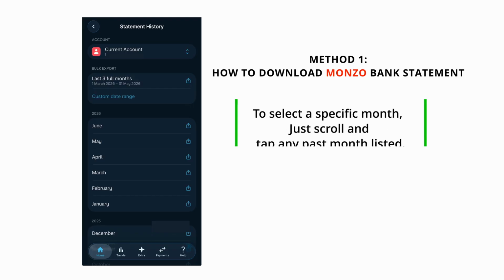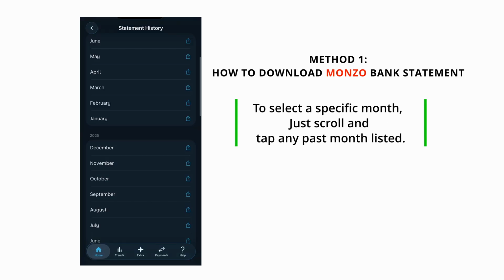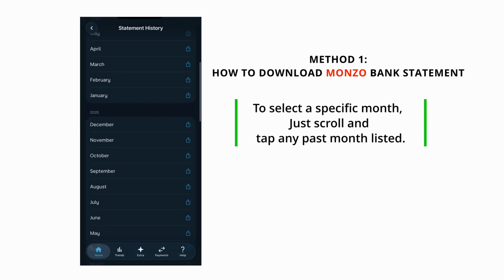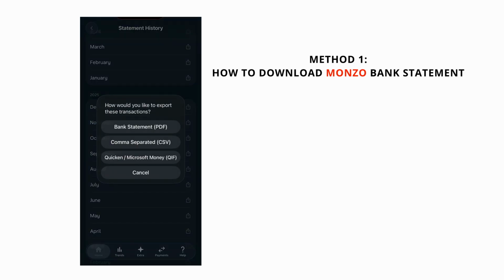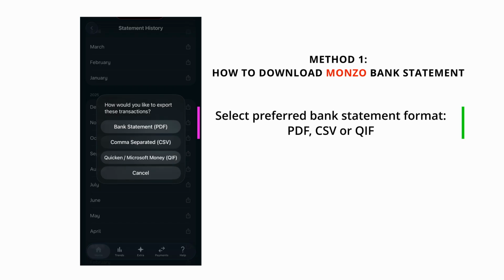Lastly, you can select a specific month. Just scroll and tap any past month listed. For this purpose, I will choose any month. Then comes the format selection: PDF, CSV, or QIF. Select your preferred bank statement format.